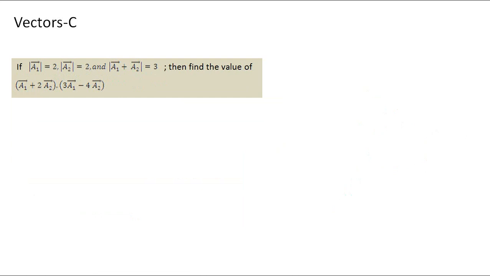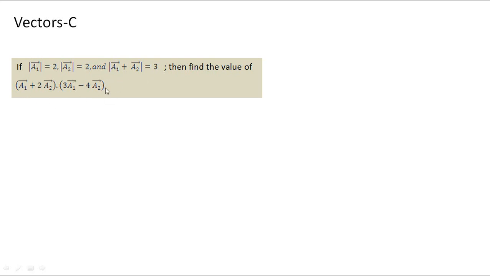We'll take up the last question on the concepts based on dot product. So let's see what is given in this question and let's try and understand it. This question is about two vectors A1 and A2. Magnitude of the first vector is 2. Magnitude of the second vector also is given as 2. What is this term here? This is the magnitude of the resultant. If we take the sum of these two vectors, the magnitude of the resultant is equal to 3. Then we need to find the value of this particular term.